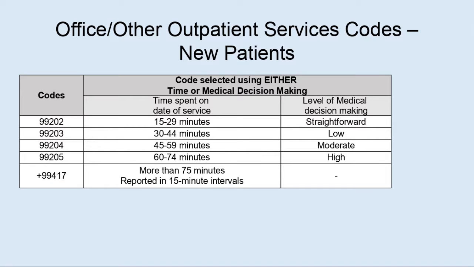So 99417 is used as an add-on code. This is for when it goes over this code. When you go over the 74 minutes, you use an add-on code. And this is reported in 15-minute intervals. So if it's more than 74 minutes, you go right to this code and then the add-on codes.